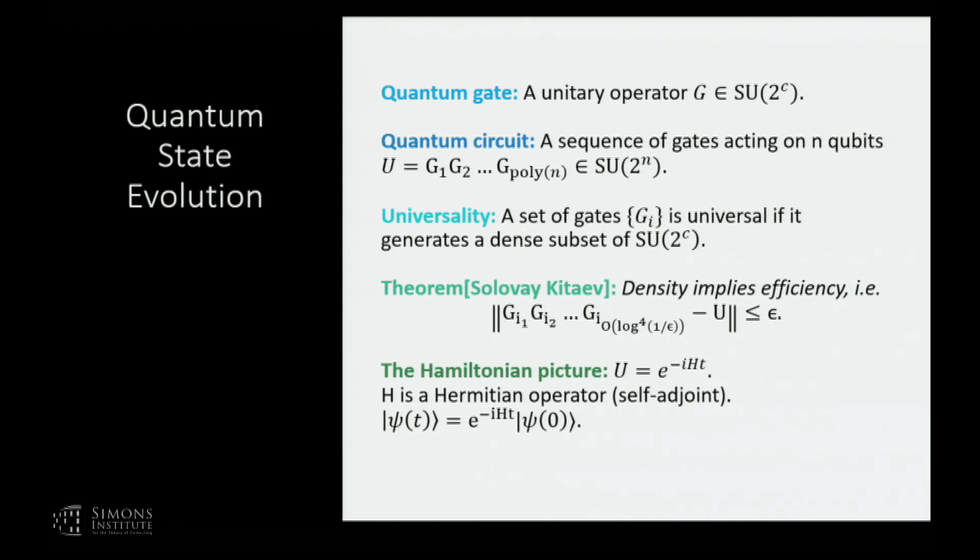It's sometimes useful to consider the Hamiltonian picture. A Hamiltonian is just a self-adjoint operator, and if we write e to the minus iHt, then we get a unitary matrix. So you can think of the quantum state evolving through time. It starts in some particular state, we evolve through this Hamiltonian for a certain amount of time, and then we get a new state at that time.